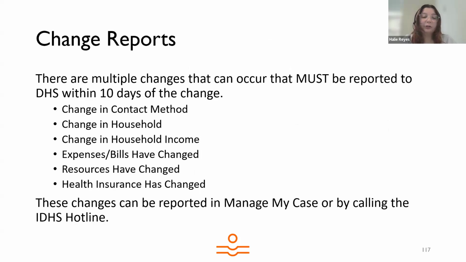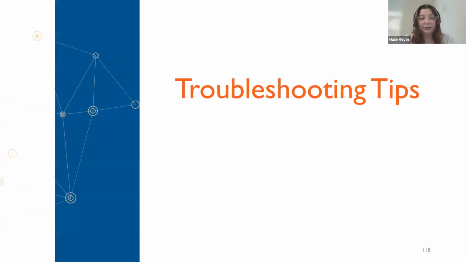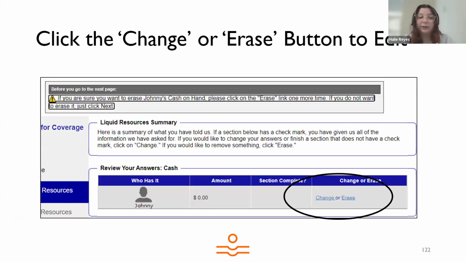And then change reports. If any of these things happen, they are required to report the change within 10 days of it happening: a change in contact method, so a phone number; a change in household, so someone moved in or out; a change of income; expenses or bills have changed; resources have changed; or health insurance has changed. They can complete this in Manage My Case or by calling the DHS hotline. And then I'll skip this part.